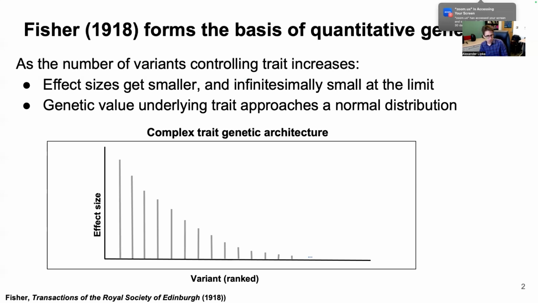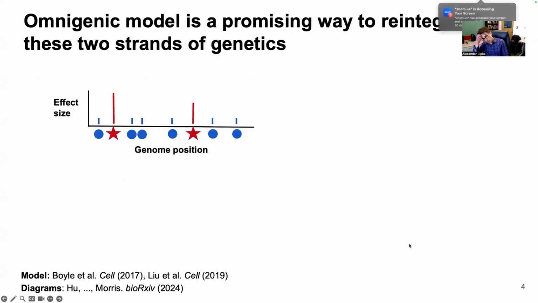So we might expect to see something like this. X-axis is the particular variant controlling a trait. The y-axis is the effect sizes, and we see that the effect sizes get progressively smaller and smaller and smaller. This has formed the basics of quantitative genetics for over a century, and there is a new theory that builds upon Fisher 1918 that this simulation study is going to look at.